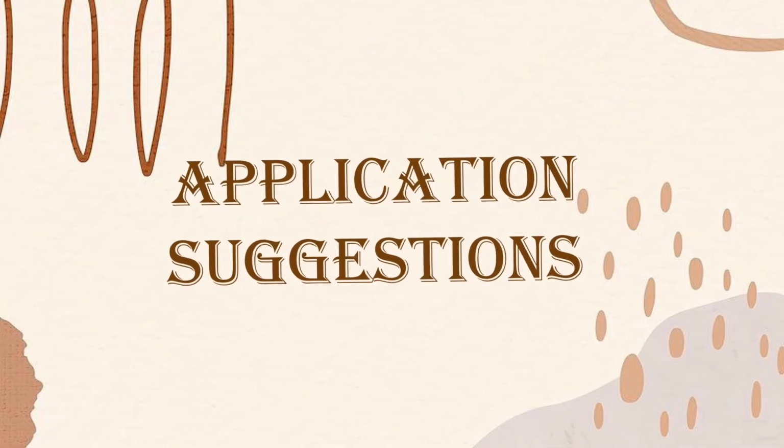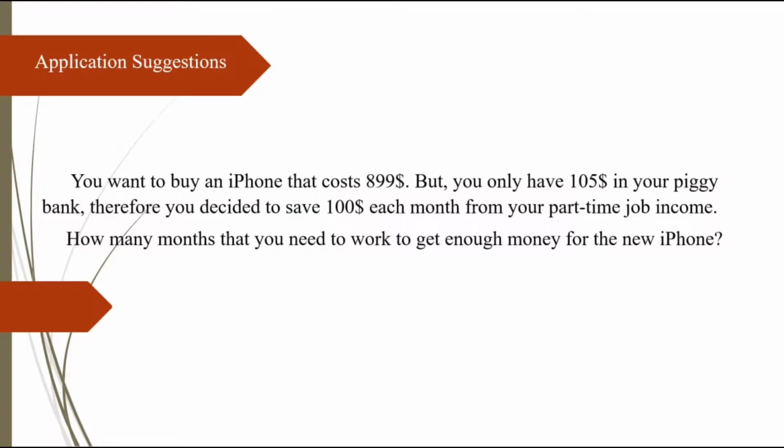Now it's time for real-life applications. For example, you want to buy an iPhone that costs $899, and what you have in your piggy bank is only $105. So you decide that you will save $100 each month from your part-time job income. How many months do you need to work to get enough money for the new iPhone? For this type of exercise, you notice that there is only one variable being asked, which is the number of months.